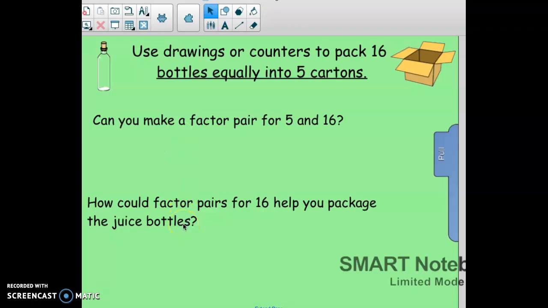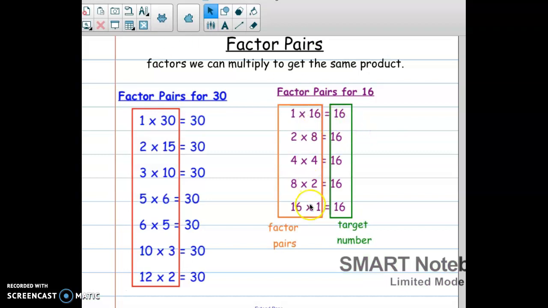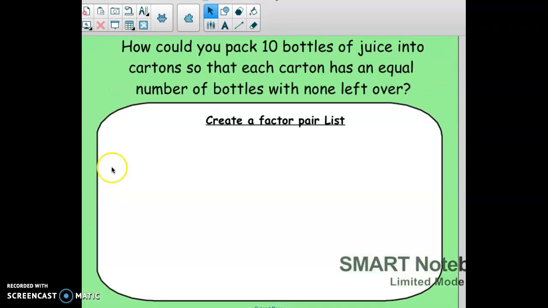How could factor pairs for 16 help you package the bottles? Again, this goes back to the math message we were doing. If you know the factors of 16, you can make equal cartons of 16 bottles. So again, here are all our factor pairs. You could have 1 box of 16 bottles, 2 boxes of 8 bottles, 4 boxes of 4 bottles, 8 boxes of 2 bottles, or 16 boxes with 1 bottle in each box.